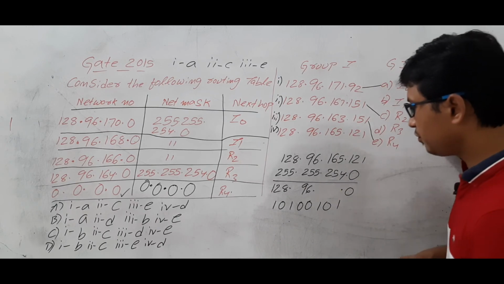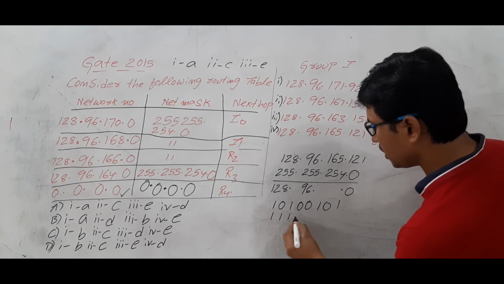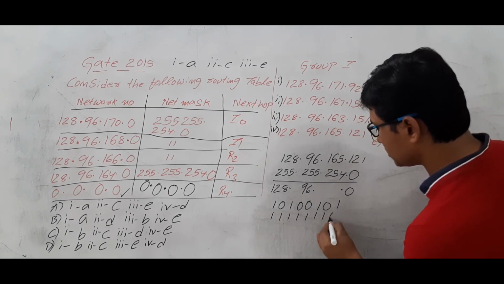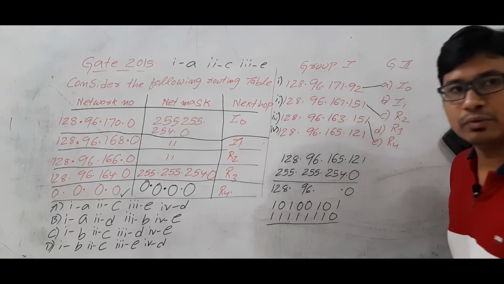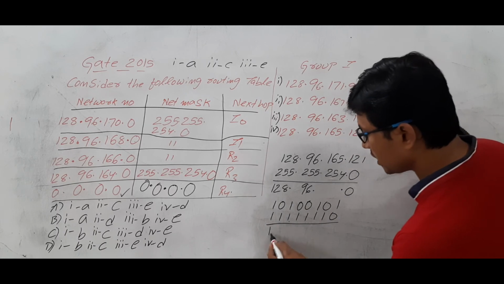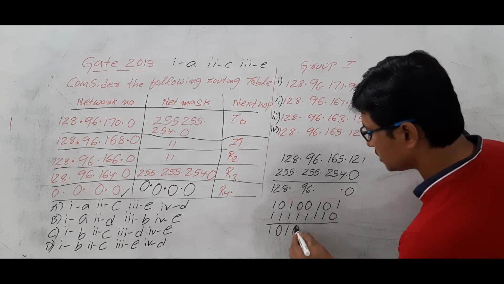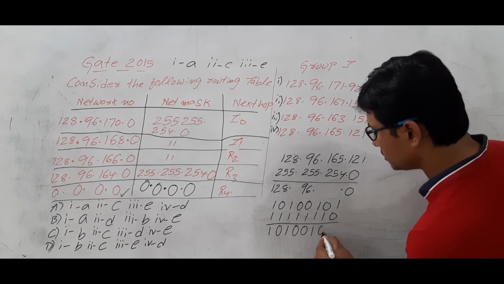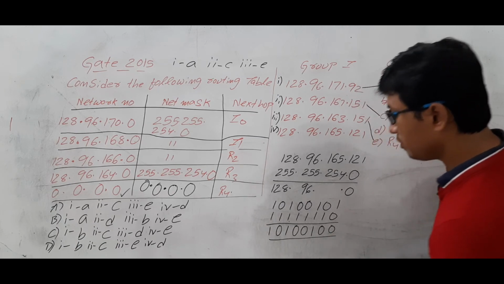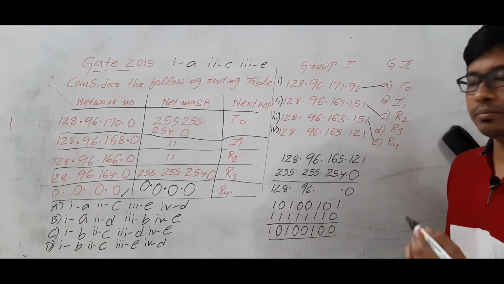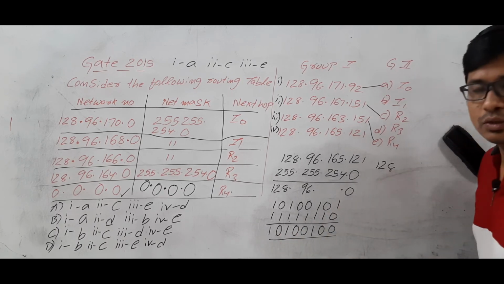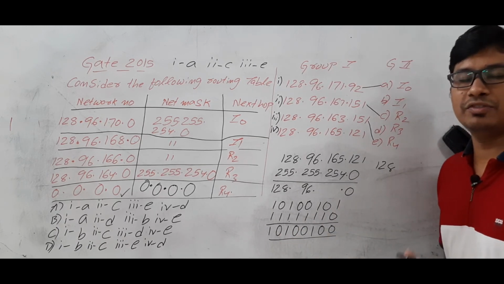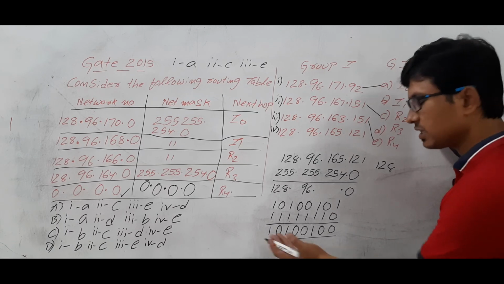Okay. Now 254. 11111110. Am I right or wrong? So 1 and 1 bitwise AND, what? It is 1 0 1 0 0 1 0 0. Now if you convert this binary number into decimal, see, those who know the conversion of binary to decimal, they can easily understand it.